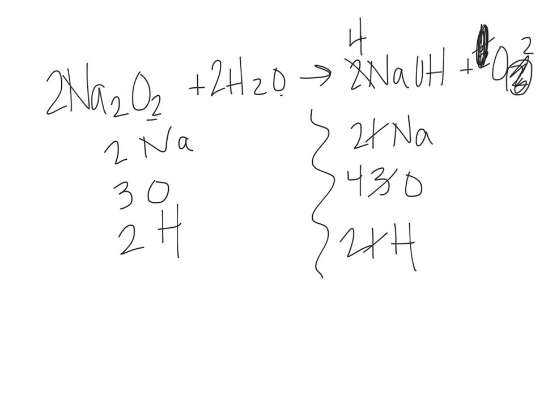Let's check it. Over here, I have a total of 4 sodium. Here's 4 sodium on this side. Oxygen, I have 2 times 2 is 4, plus these 2, which is 6. Well, here's 4 oxygen here. Here's 2 more here, so there's 6. Hydrogen, I have 2 times 2 is 4. Here is 4. This is now balanced.